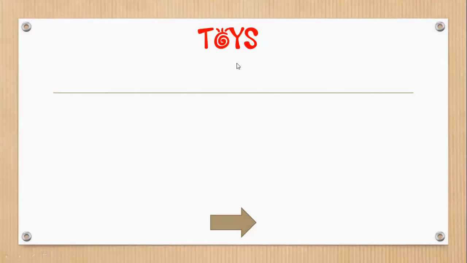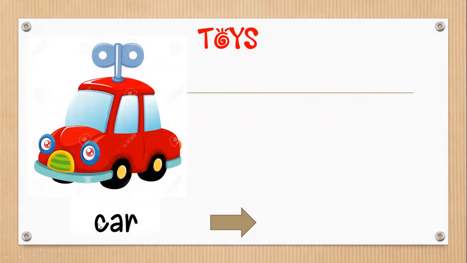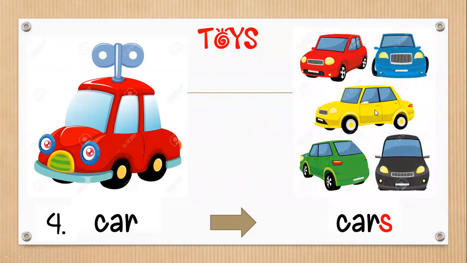What else? Oh, that is a car. Car. And here, cards. Cards. 1, 2, 3, 4, 5. How many cards? 5 cards. One more time. Singular, 1 card. Plural, 5 cards.